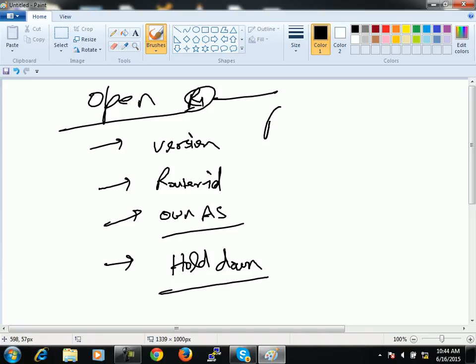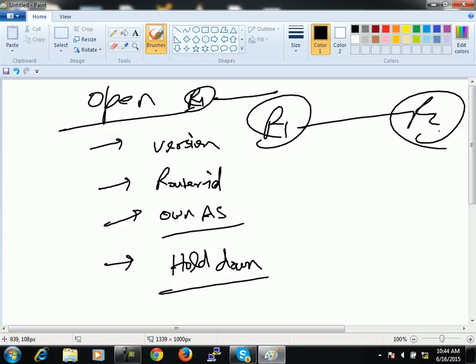Sometimes what happens, let's say this is R1 and this is R2, because in BGP there is no concept of dynamic neighborship. Is there any concept of dynamic neighborship? Also there is another limitation, another rule in BGP: you cannot run more than one AS. You cannot configure more than one AS on a single router. You cannot run more than one process of BGP on a single router.